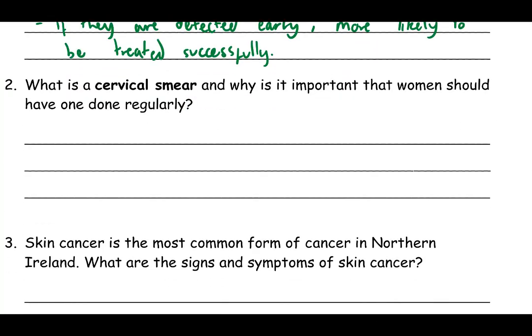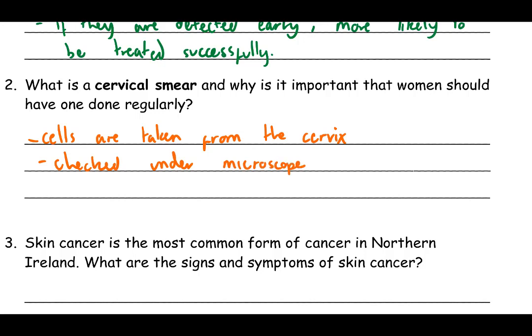Now, what's a cervical smear and why is it important that women should have one done regularly? So, a cervical smear is basically cells are taken from the cervix and they are checked under the microscope for normal cells and cell division. And again, if it's found early, it can be treated very successfully.